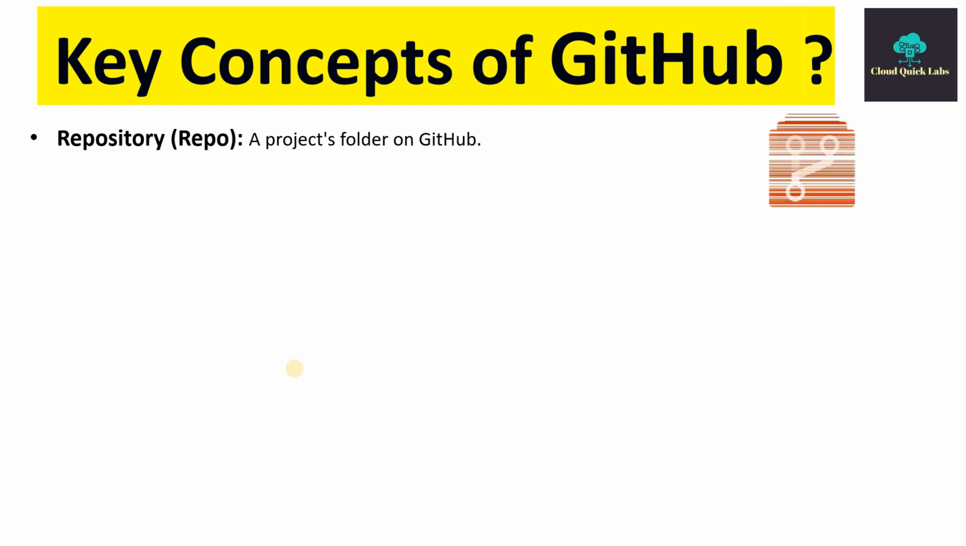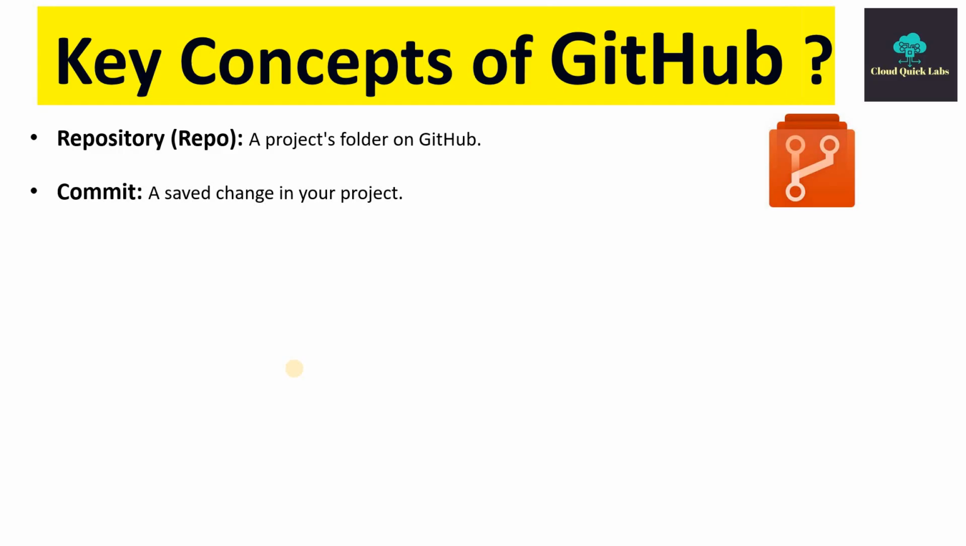A repo is basically a project folder in GitHub. You can call it a root container in which you keep the folders and files of your source code. That is what a repository is, in layman's terms.